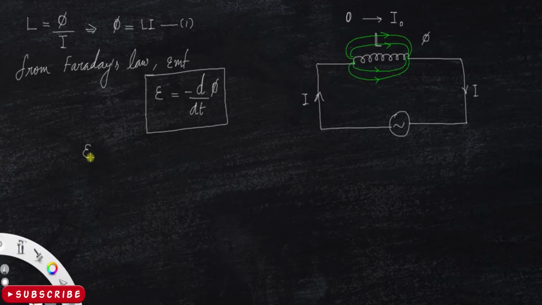So we have EMF E is equal to minus, instead of phi you can put Li, so d by dt of Li. Clearly this L is constant, so you can take that out. Therefore the EMF E is equal to minus L di by dt. This is the value of the induced EMF. Call that equation 2.